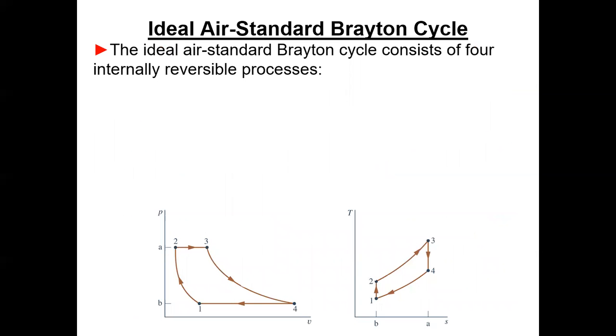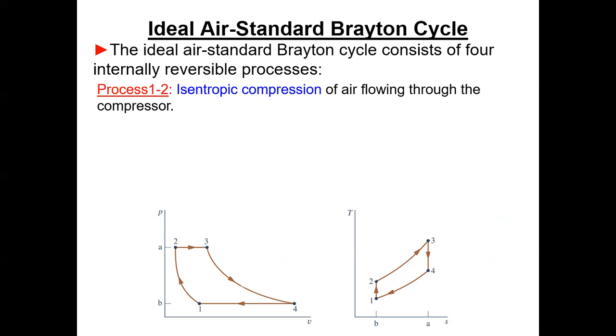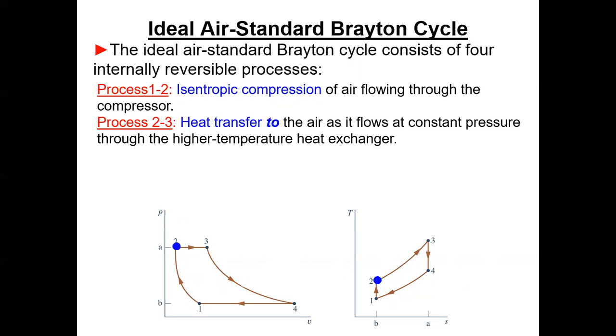Okay, so let's look at some diagrams here. So the ideal air standard Brayton cycle, we've got our 4 internal reversible processes. So we're going to compress the gas, isentropic compression in the compressor. And so we're going to go from 1 to 2. So on the PV diagram, note that 1 to 2 is a kind of swooping upward line. That's a line of constant entropy on the PV diagram. And obviously on the TS diagram, it's a straight vertical shot up from 1 to 2.